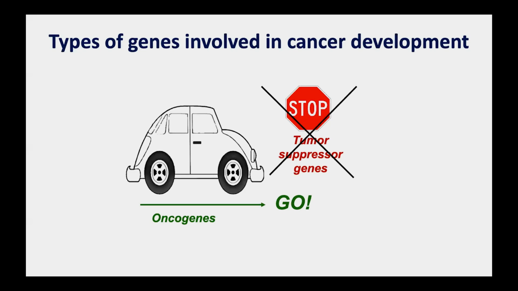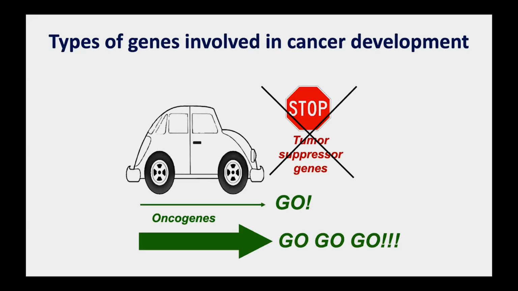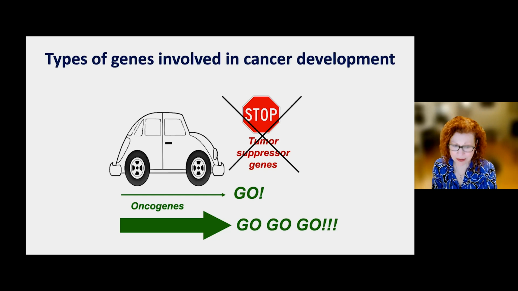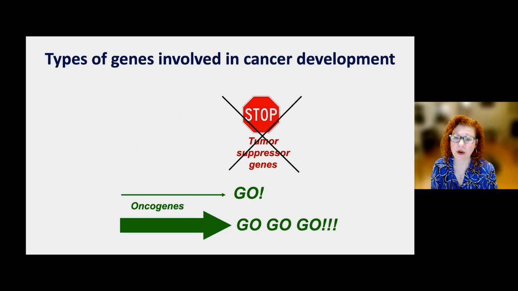But what happens when we lose the tumor suppressors? So we lose our brakes, or our gas pedal is stuck down. Sorry, I think I said the wrong thing before. So when our brakes are lost or our gas pedal is stuck down, in either of those cases, we go. The cells are growing and proliferating uncontrollably.